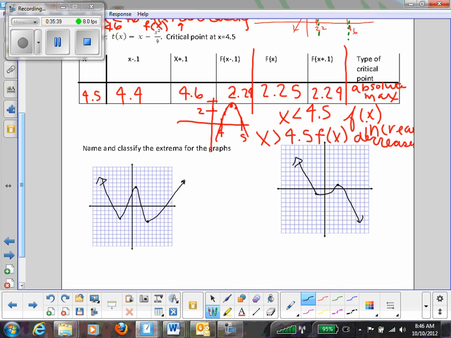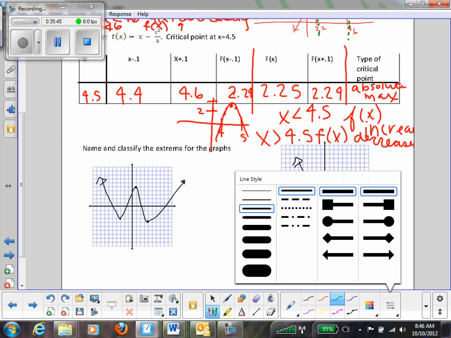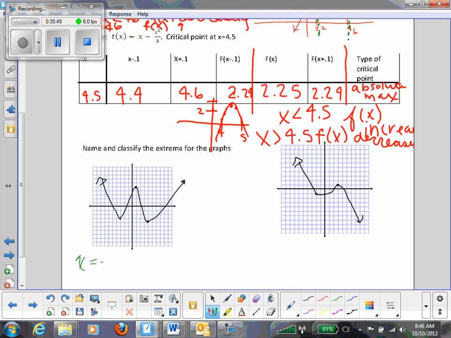Okay? All right, name and classify the extrema for the graphs. So we have to locate these values, and we're talking about our x values when we define them. So when x is equal to -3, that's our first extrema, not our y value, but our x. What do we have? What kind of minimum? Is it the lowest point on the graph? Then it's a relative minimum.